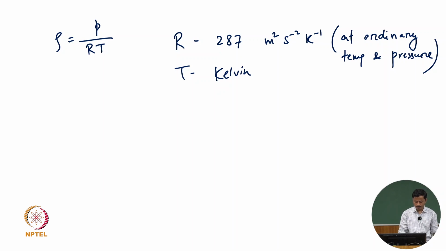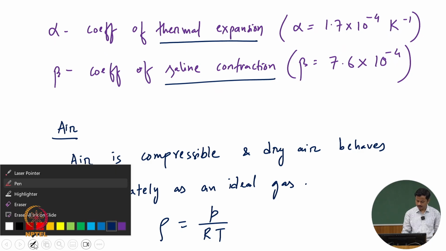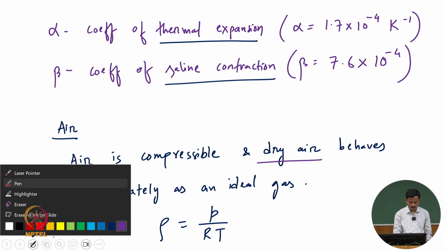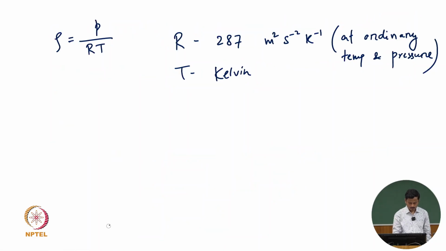However, we are assuming this to be dry air. Real atmospheric air is slightly more complicated than dry air. The atmosphere contains water vapor.